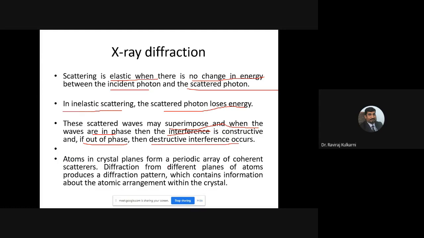Atoms in crystal planes form a periodic array of coherent scatterers. Diffraction from different planes of atoms produces a diffraction pattern, which contains information about the atomic arrangements within the crystal.